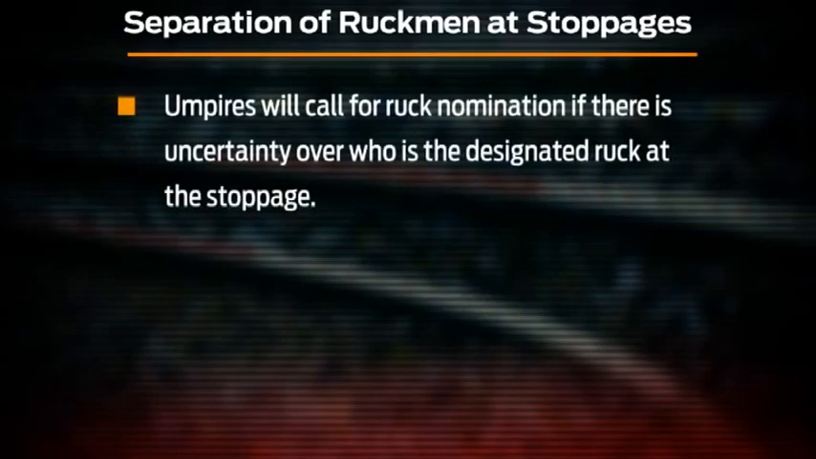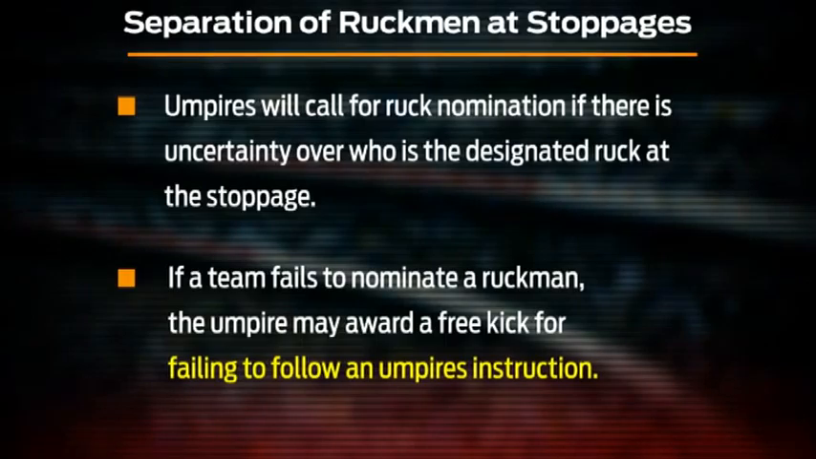Umpires will call for ruck nomination if there is uncertainty over who is the designated ruckman at the stoppage for each team. If a team fails to nominate a ruckman, in this situation, the umpire may award a free kick for failing to follow an umpire's instruction. Third man up is still allowable under this interpretation.